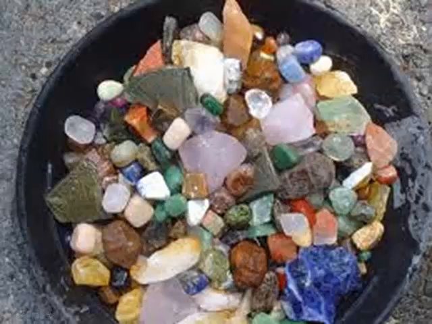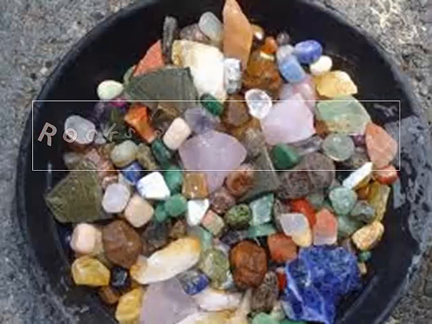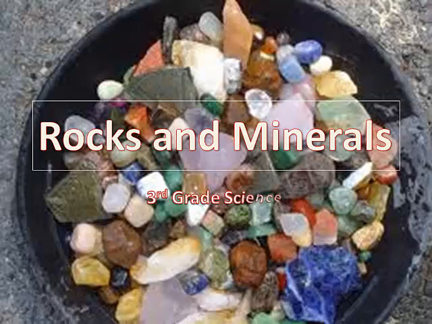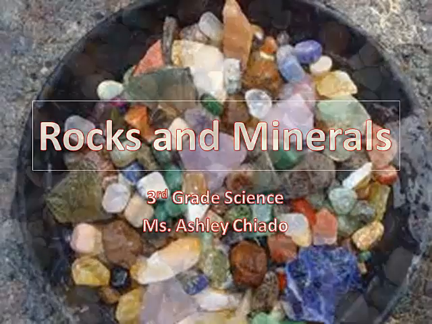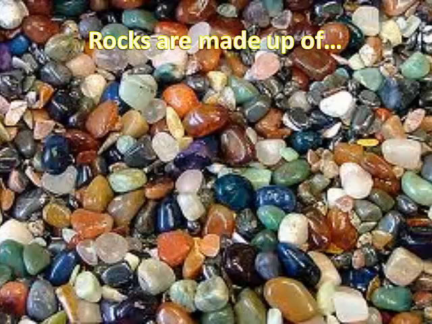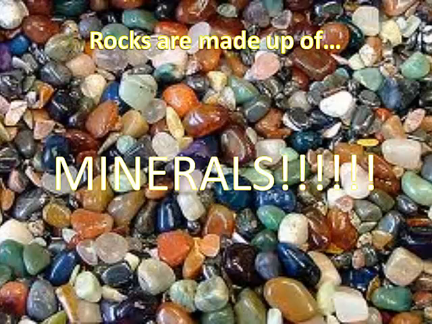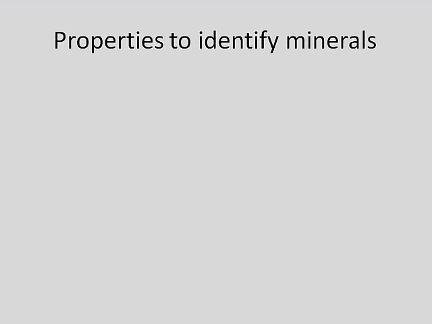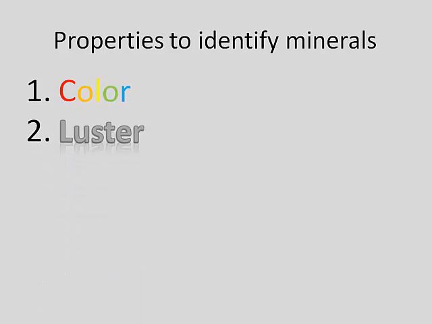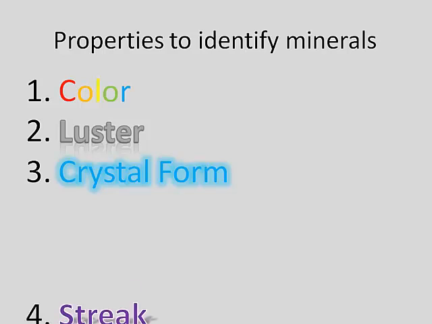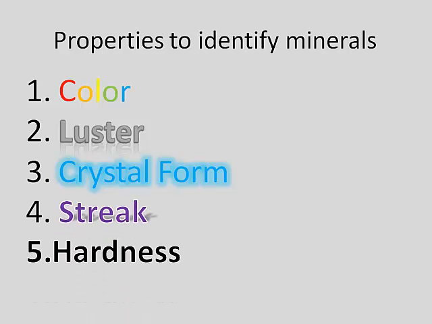During this presentation, I will be discussing 5 properties that can be used to identify minerals. Rocks and minerals, 3rd grade science. Rocks are made up of minerals, and many at that. There are several properties that can be used to identify minerals. The properties I will be discussing include color, luster, crystal form, streak, and hardness.